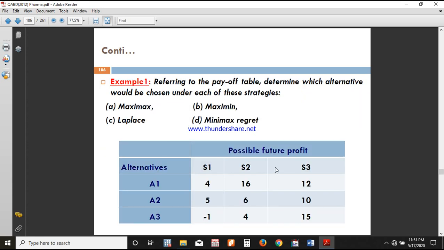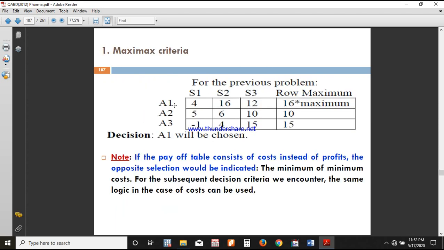With this given example, there are three possible futures, S1, S2, and S3, with alternatives A1, A2, and A3. In example 1, referring to the payoff table, determine which alternative would be chosen under each of these strategies. Now we consider the Maximax approach. In the first row, from 4, 16, 12, the maximum value is 16. In the second row, 5, 6, 10, the maximum value is 10. In the third row, from -1, 4, and 15, the maximum value is 15.